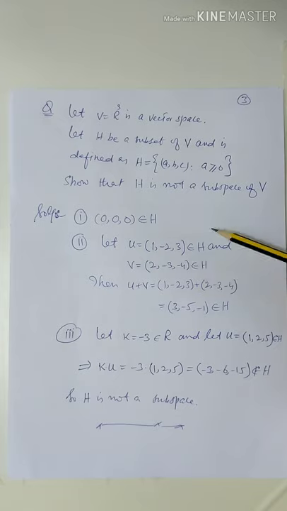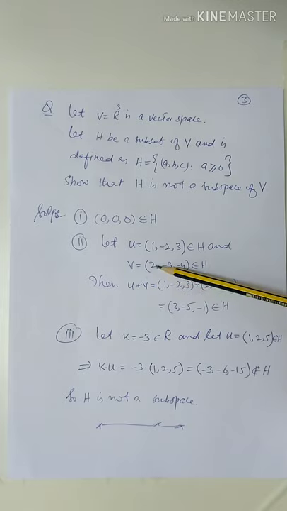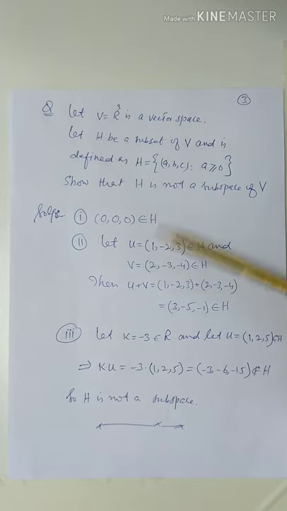Suppose v is 2, minus 3, minus 4. I said you can suppose any number. But what is the condition? The condition is only on the first number. So you can see 2 is greater than or equal to 0. So it means u also belongs to H, and v also belongs to H.